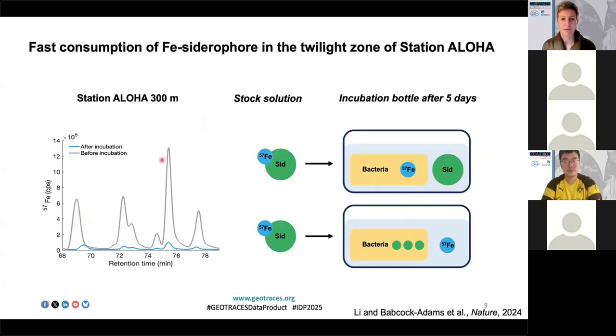Here's the data for 300 meters. The X label is retention time, and the Y label is iron 57. The green trace represents the sample before incubation, and the blue trace is after the incubation. As we can see, there are multiple peaks representing different siderophores, but they all behave the same. They are all completely consumed after the incubation.